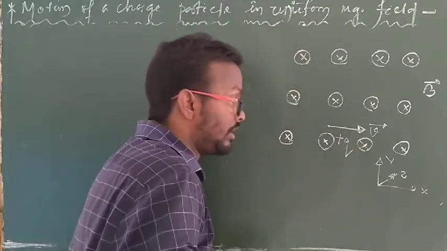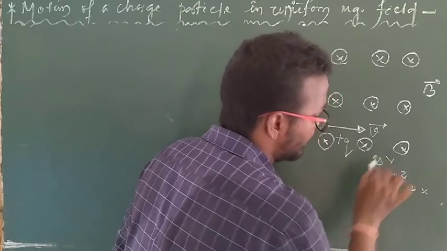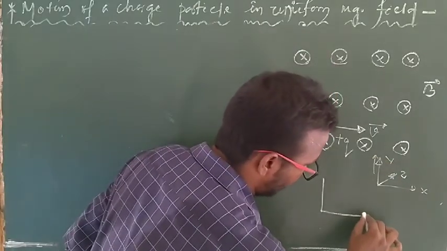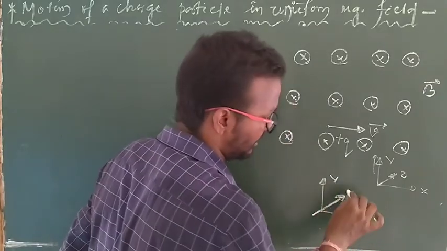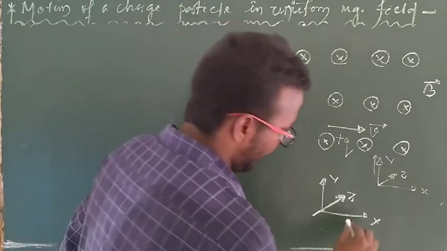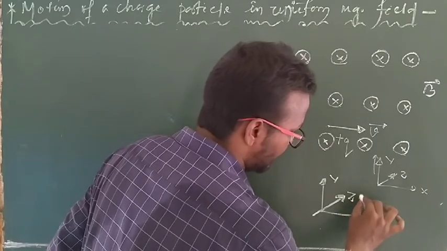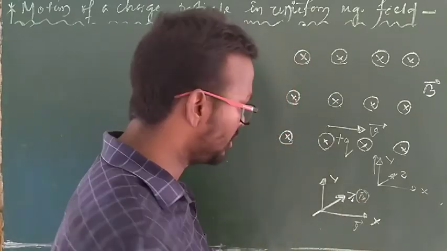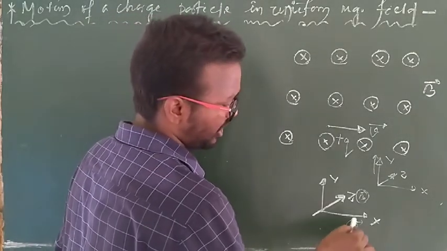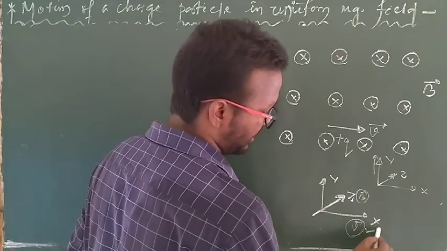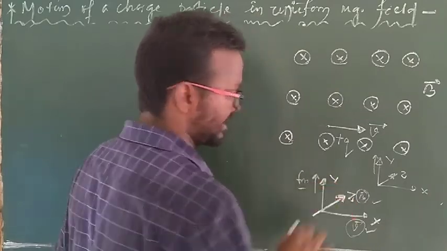What is the direction of magnetic force? Here the direction of magnetic force is along y axis, because if you draw a clear diagram, this is x axis, this is y axis and this is z axis which is the inward axis. Clear? Along x axis is the direction of velocity. The magnetic force is always perpendicular to the plane containing the velocity vector and magnetic field vector, so the magnetic force is along y axis.